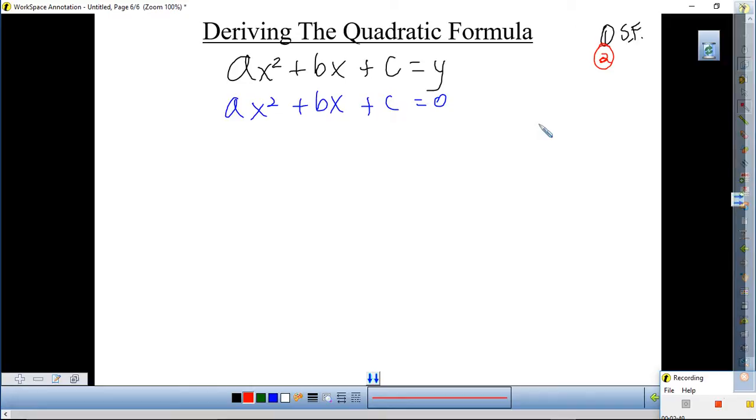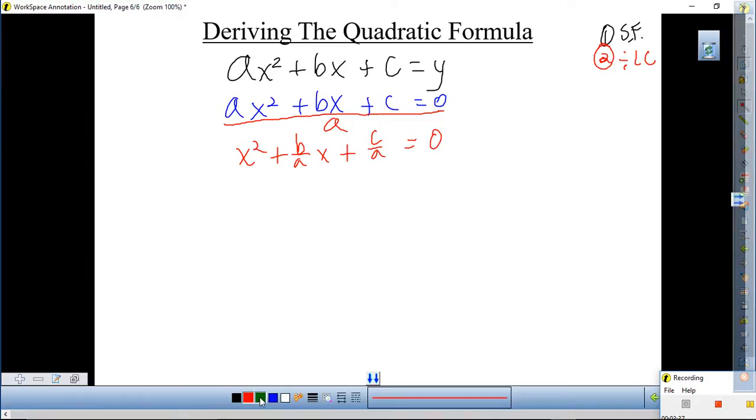Esteban. Help him out. Jordan. Step 2 for completing the square is what? Aiden. Divide by the leading coefficient. What's our leading coefficient? A. That is correct. So we divide by A, and we're left with x squared plus b over a x plus c over a equal to 0.